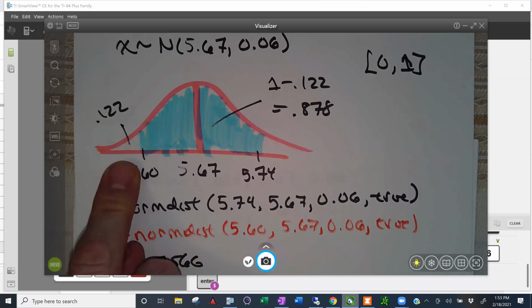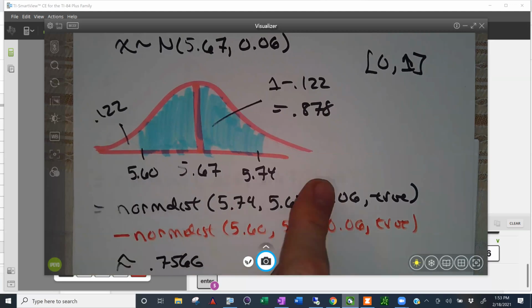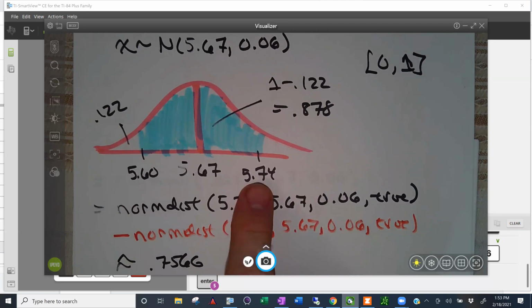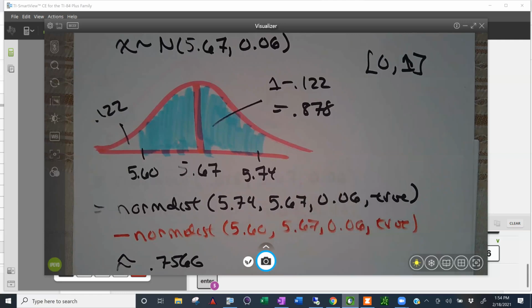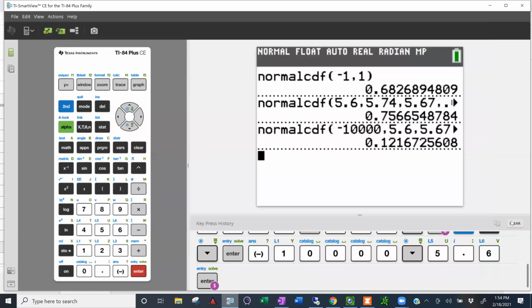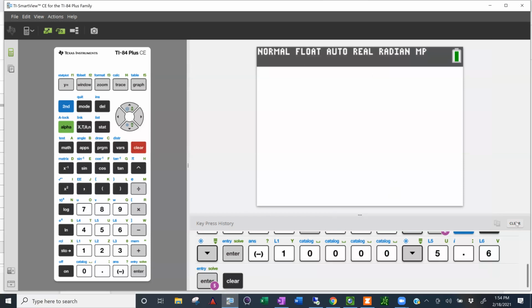If I want to do the same thing for something in the right tail, then I can do that. My lower bound is going to be 5.74, and then I've got to come in with some kind of a stand-in for infinity. So another big number like 10,000 or 100,000 or a million, whatever you feel like typing in. Let's go try that. Let me clear out all my keystrokes so that you can follow along.